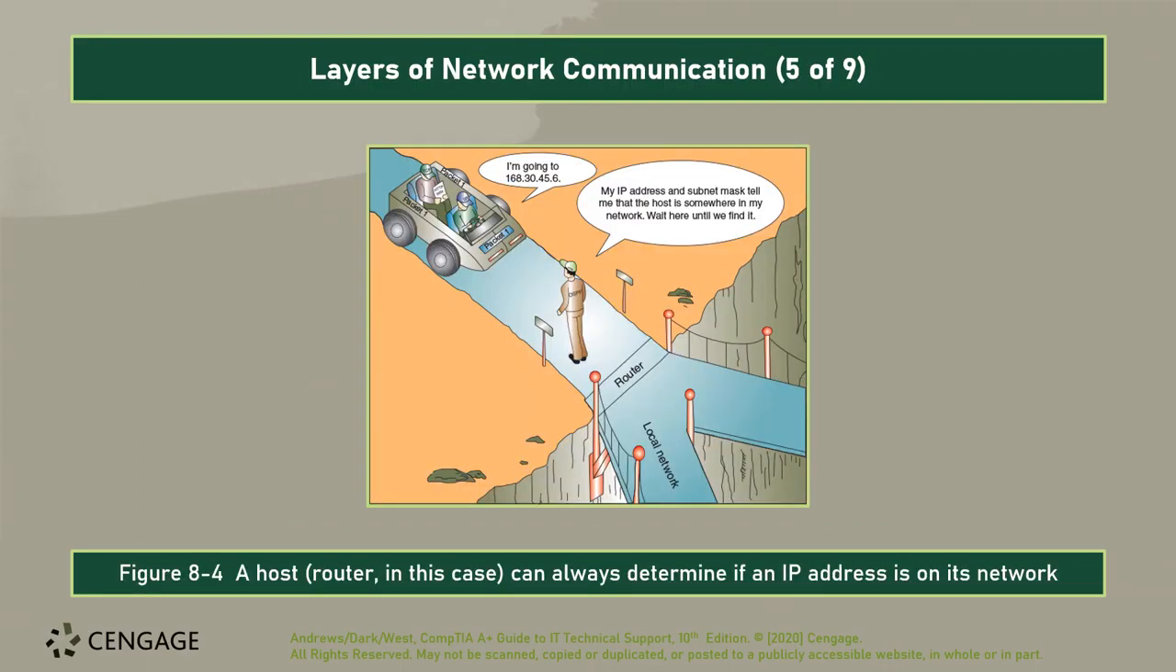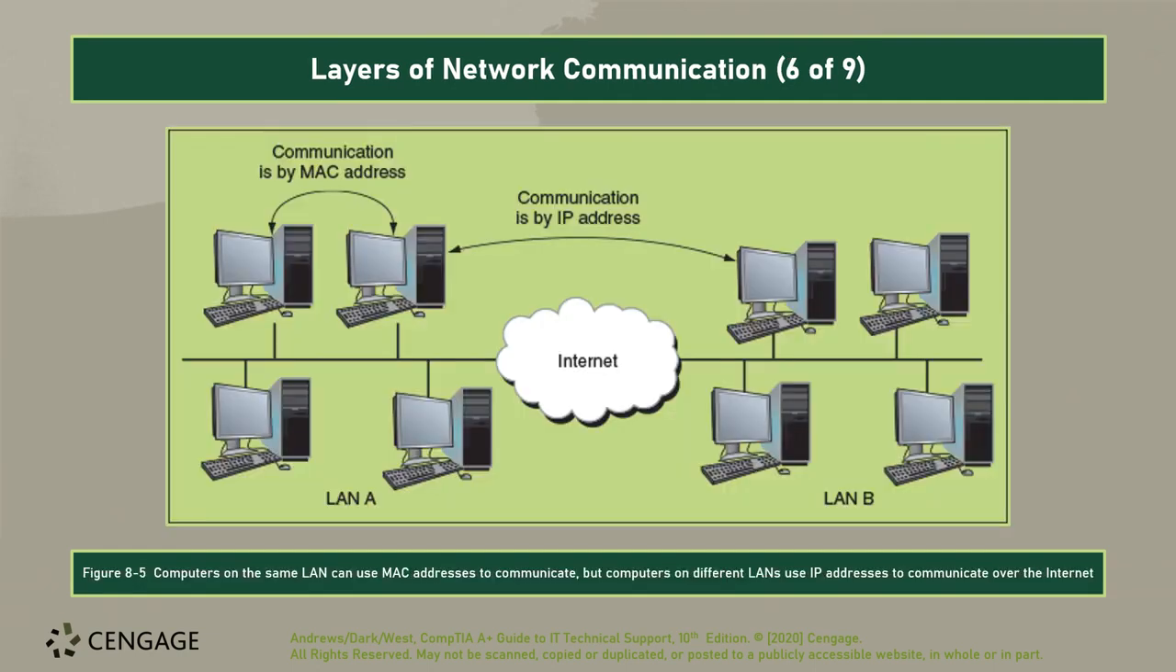Now here we have a graphic showing that a router is going to allow or disallow transmission of a packet into a given network. So here we see the packet claiming "I'm going to 168.30.45.6." The router, using OSPF, you can see that little lettering on the back of the person's jacket, says: "My IP address and subnet mask tell me the host is somewhere in my network. Please wait here until we find it." And they're going to go ahead and establish a path of transition.